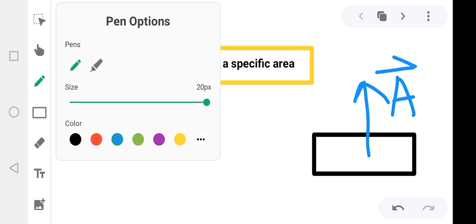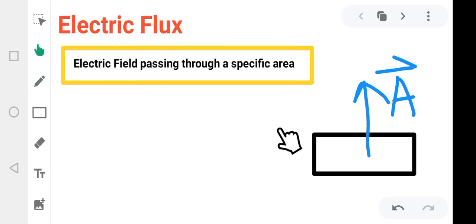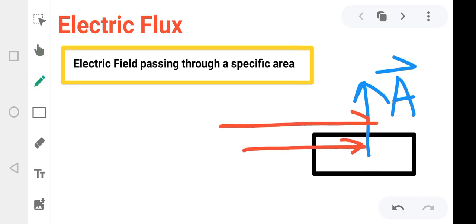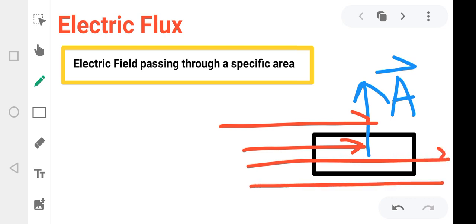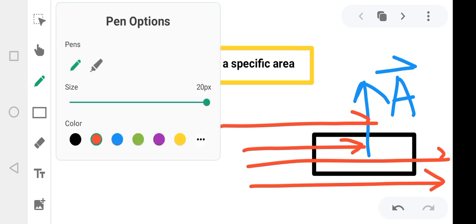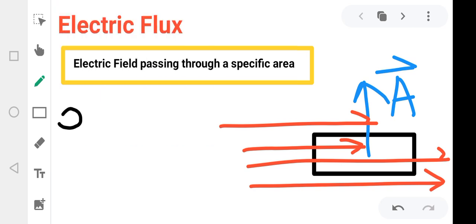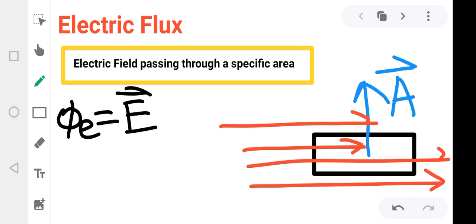So let me assume that this body is present in front of the source of the electric field. So the electric field lines will pass through this body. If we define the electric flux mathematically, we can show it like this: the electric flux phi e is nothing but a dot product of the electric field intensity and the surface area.